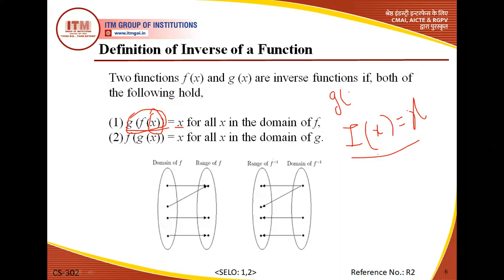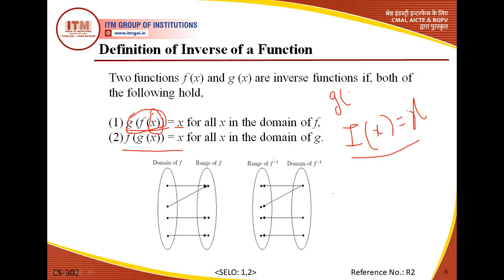So if we have found a function, for a particular function f, such that GOF of x is equal to x, and FOG of x is equal to x, then we would say that G is the inverse of f. And if G is the inverse of f, then obviously f would also be an inverse of G.